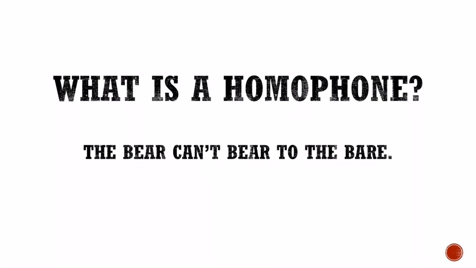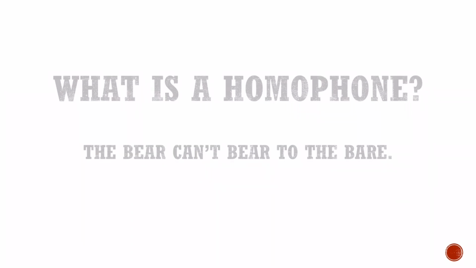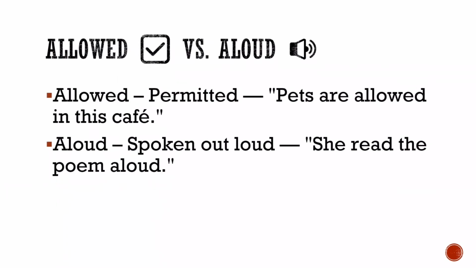Homophones are the kinds of words in English which have the same pronunciation with different meanings and spellings. It means they are spelled in different ways. Sometimes they are spelled the same way, but they have the same pronunciation. So, in this video, we are covering a few homophones. The first pair of homophones we have here, allowed versus aloud.